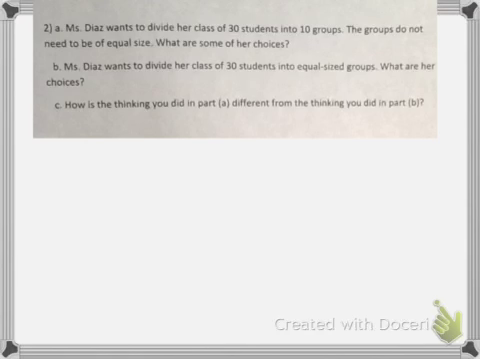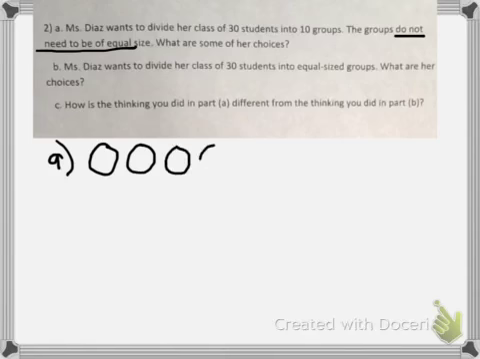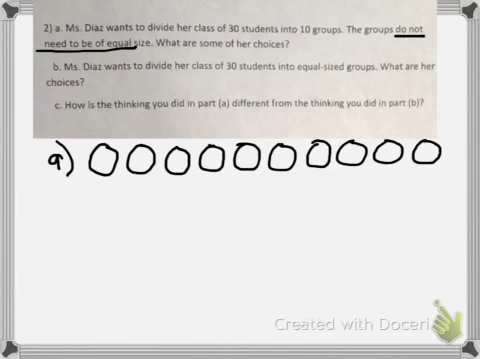All right, on to number 2. Ms. Diaz wants to divide her class of 30 students into 10 groups. The groups do not need to be of equal size. So what are some of her choices? Well, she needs 10 groups, so I'm going to draw 10 circles here to remind myself I need to fill in numbers for 10 groups. 6, 7, 8, 9, 10. I could put 1, 2, 5.